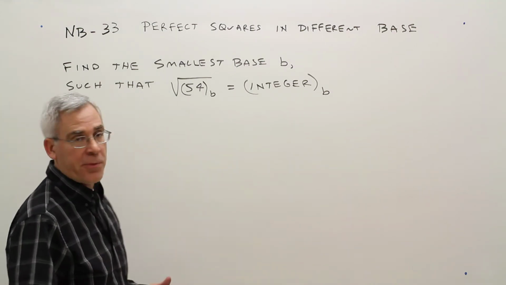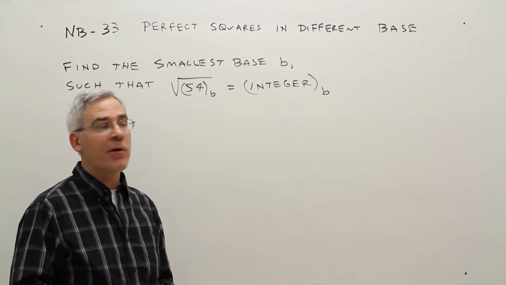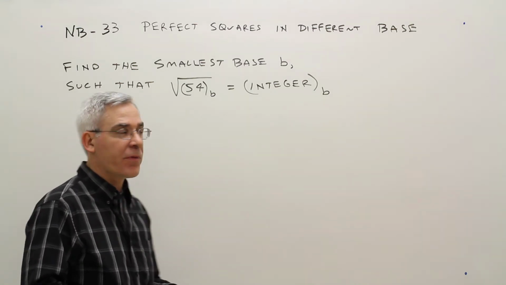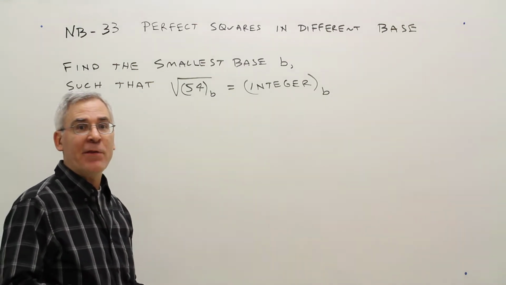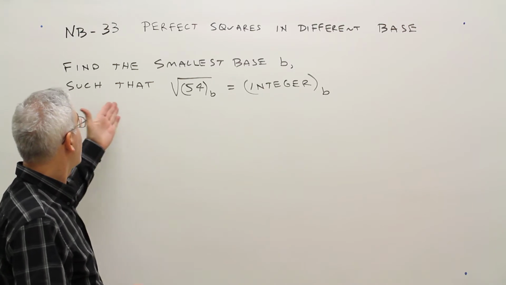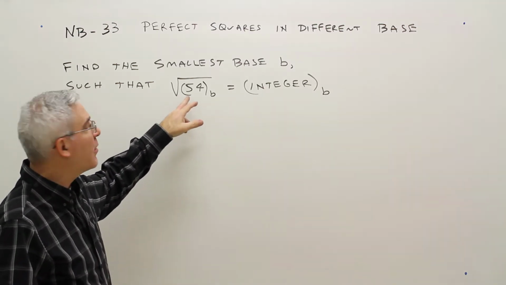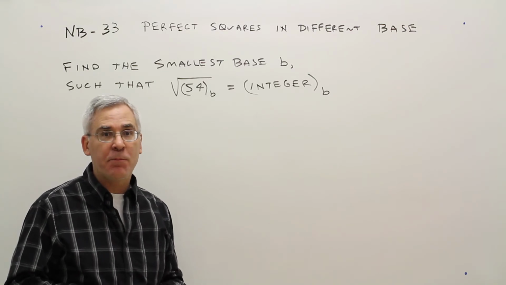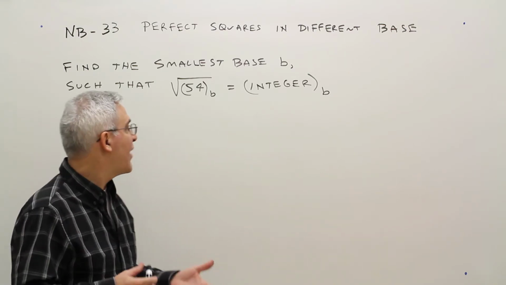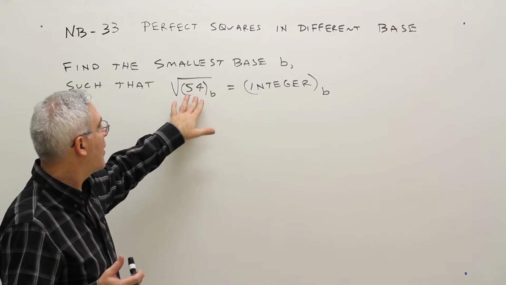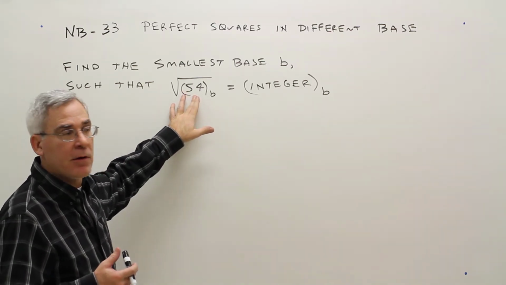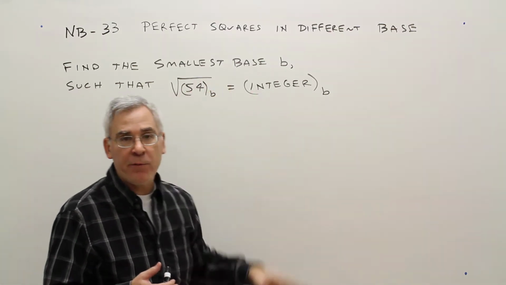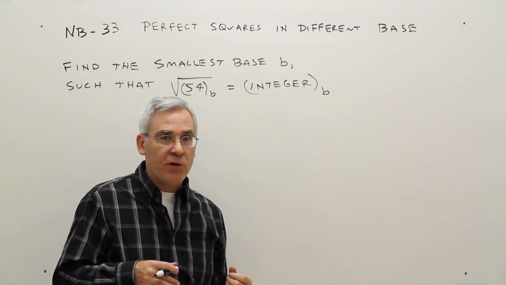Welcome to video 33, perfect squares in a different number base. Here's the problem. Find the smallest base b such that the square root of 54 base b equals some integer in base b. So secretly what they're asking you to do is have this be a perfect square, because the square root of a perfect square is an integer.